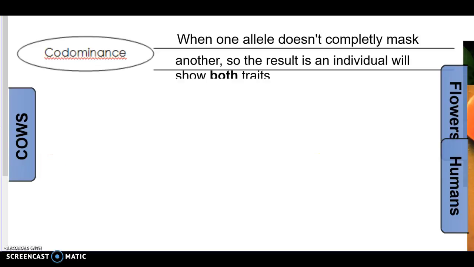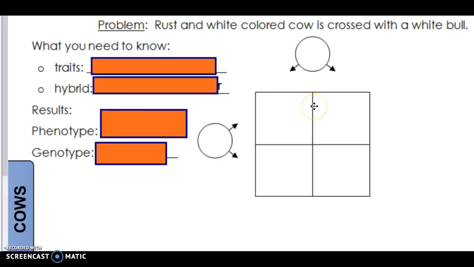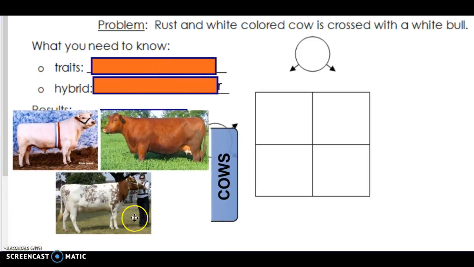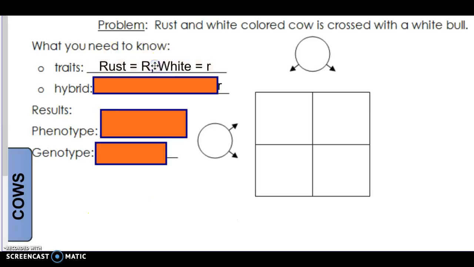Okay, so a problem type with this, again, if we think about the cows, if we want to cross a cow that is both rust colored and white with a white bull, we are going to be crossing one of these with one of these. Okay, so our traits again, the rust we would show with that big R, the white we would show with a little r, and that hybrid is going to be both of that rust and white showing up at the same time.